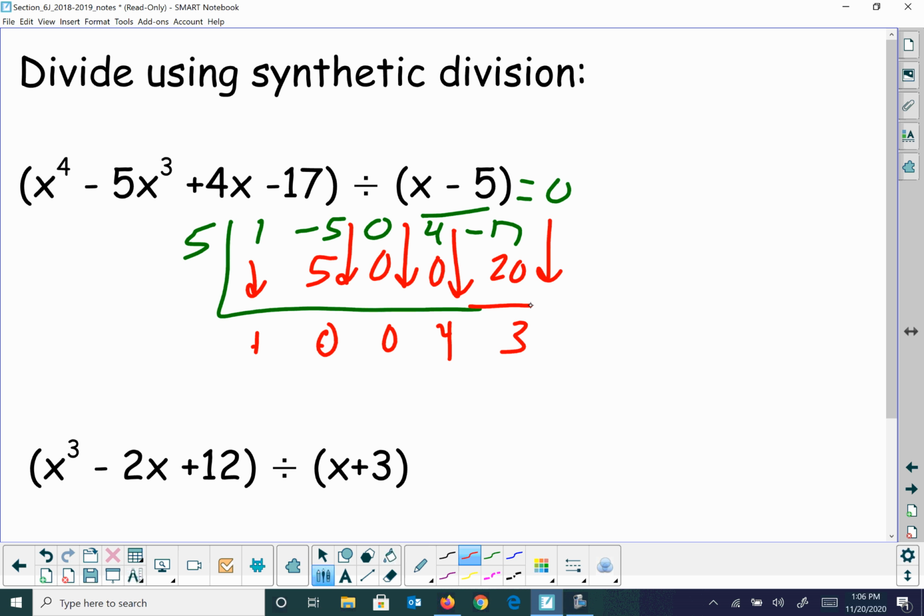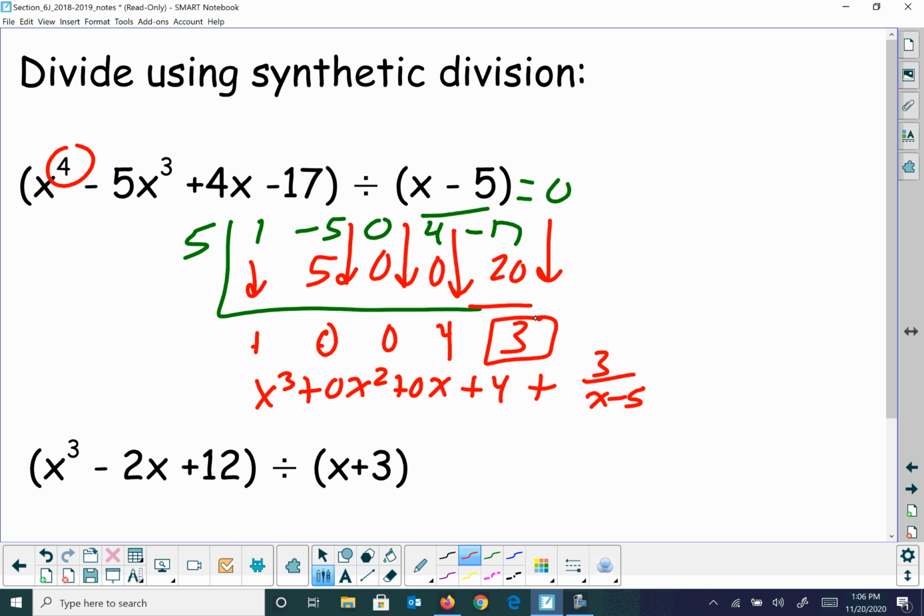So technically, this was x to the 4th, so you could rewrite this as x to the 3rd plus 0x squared plus 0x plus 4 plus 3 over x minus 5. You could write it that way, or you might be just looking like that.